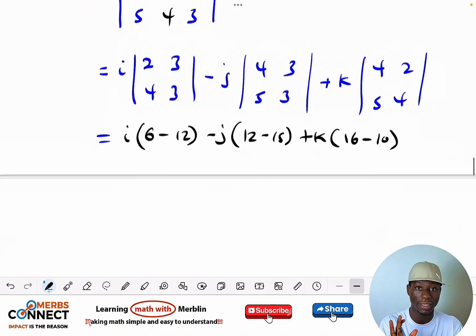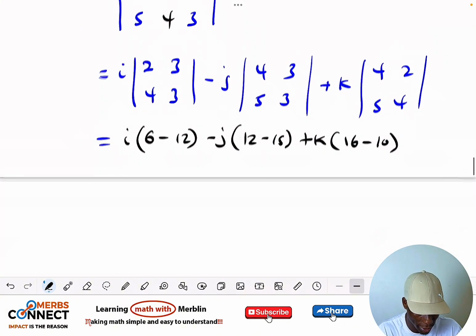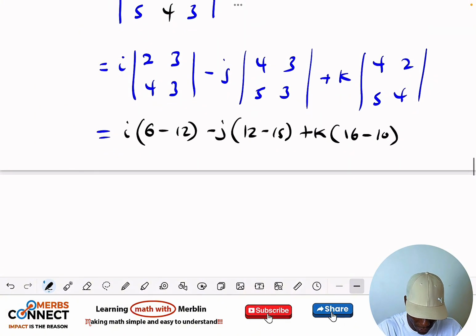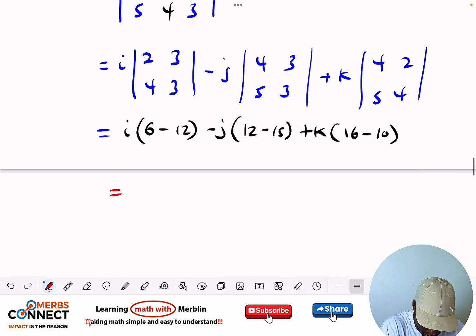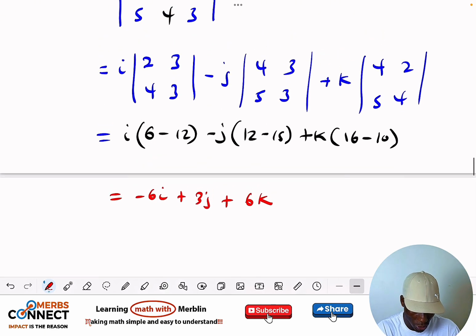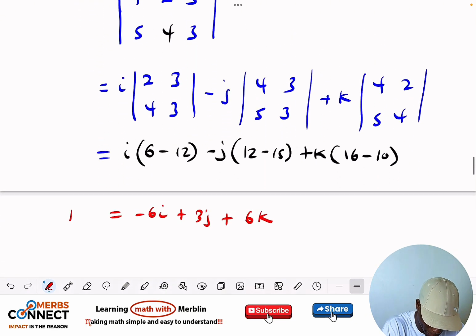So don't forget, we have 7 questions that we are going through together. So let's see what we are going to get from here. Now this is going to give us minus 6i plus 3j plus 6k. So this is what you are going to get. So this becomes our normal vector.